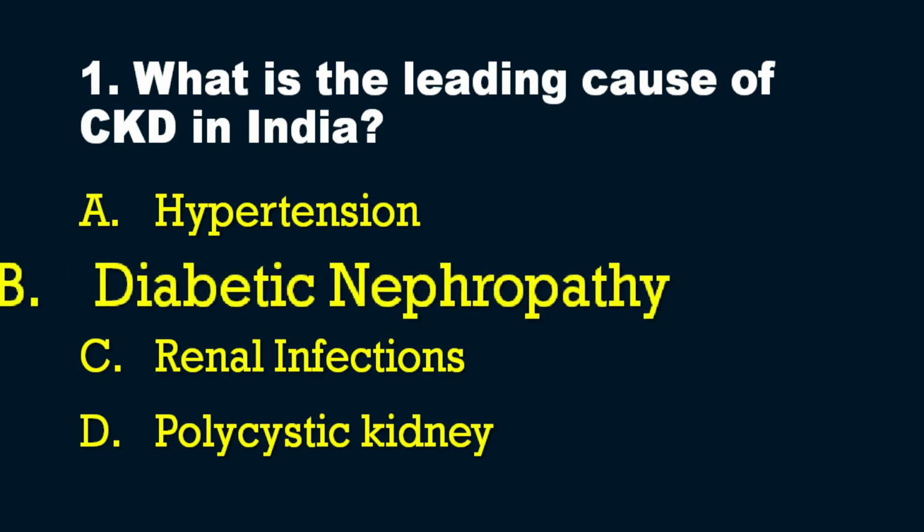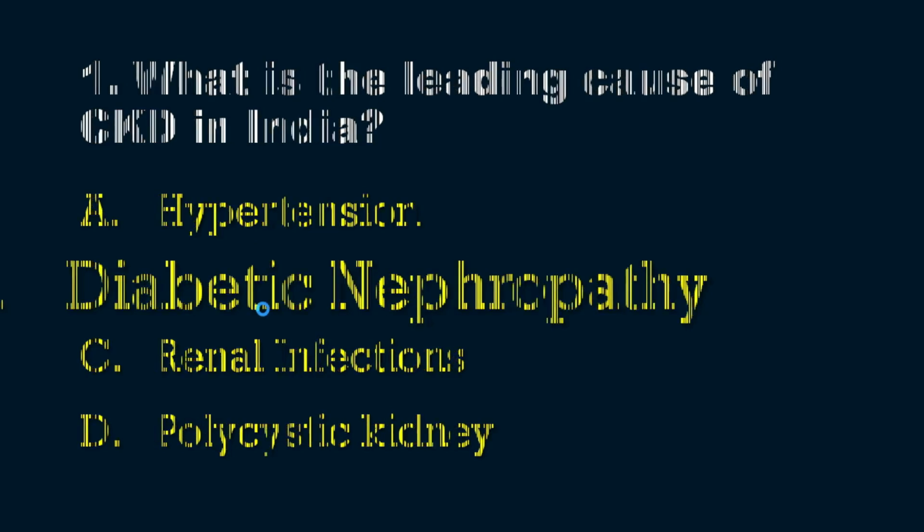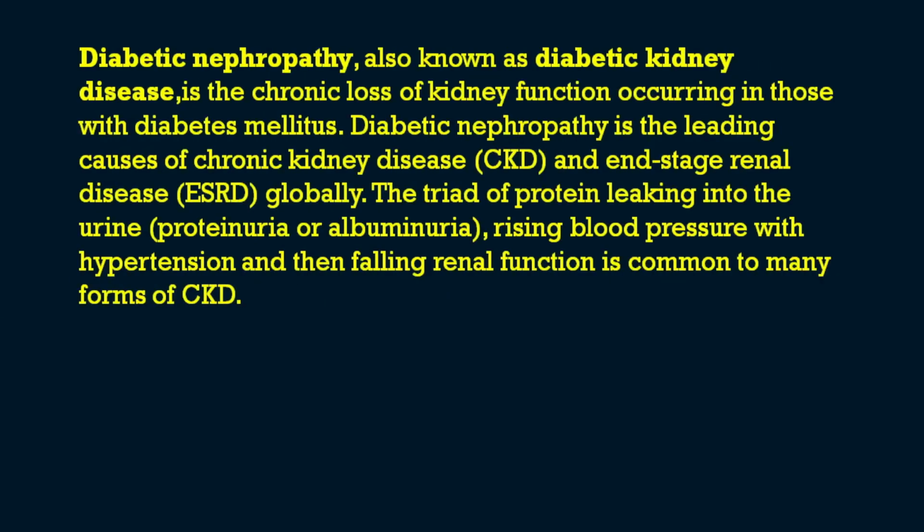The answer is option B, obviously diabetic nephropathy, not hypertension. You may be confused between these two options. Diabetic nephropathy is the leading cause of CKD in India. Diabetic nephropathy, also known as diabetic kidney disease, is the chronic loss of kidney function occurring in those with diabetes mellitus. It is the leading cause of chronic kidney disease and end-stage renal disease, that is ESRD, globally.